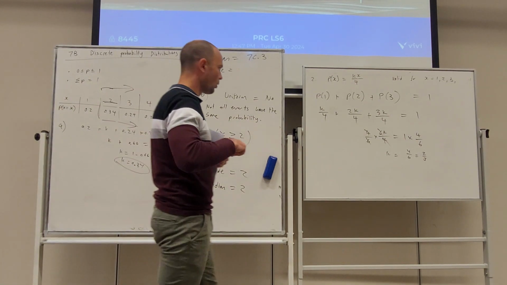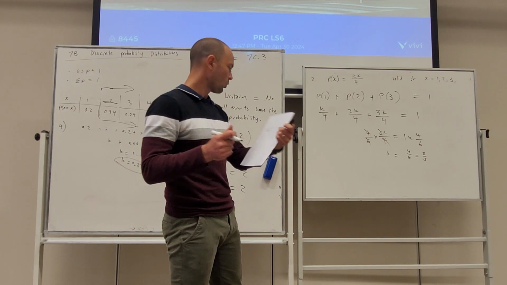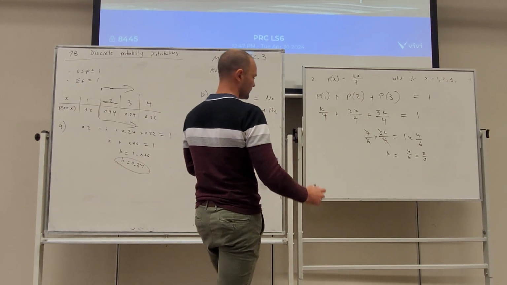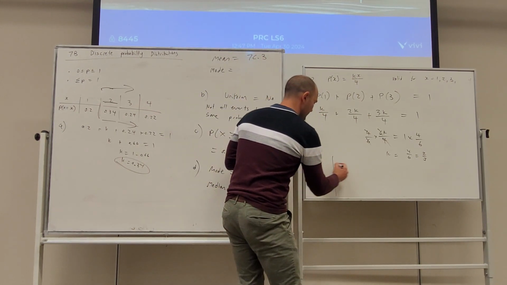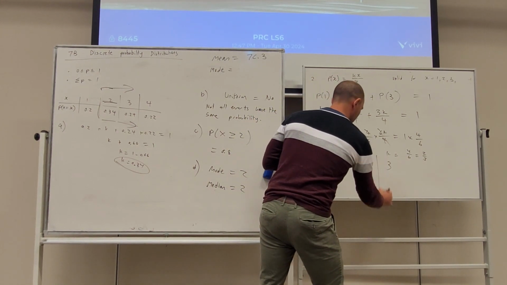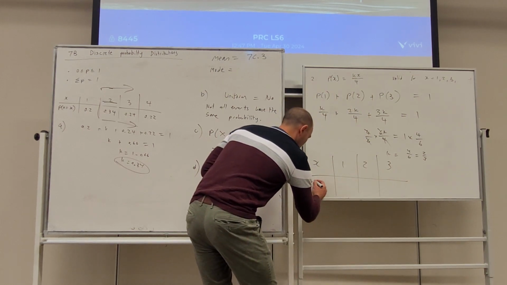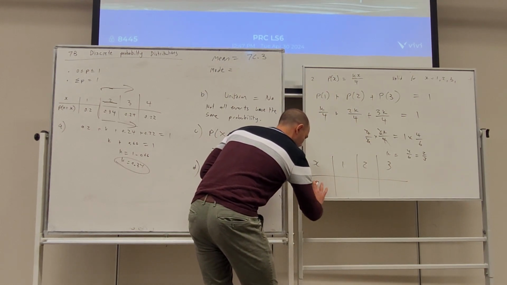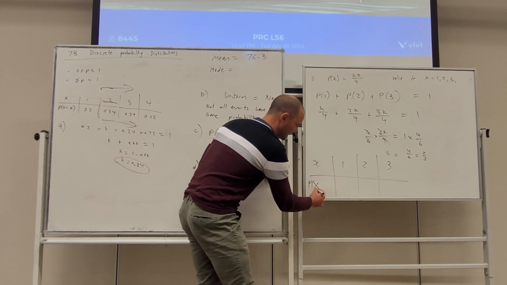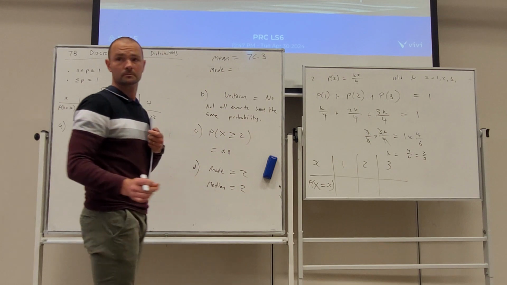Part A, find the value of k, done. Part B, draw the probability distribution. So, here are our events. Our events are x is 1, x is 2, or x is 3. They're the discrete events. And then here we have, what's the probability of those events occurring? What's the probability that the random variable takes on that event? What's k plus 2k plus 3k?